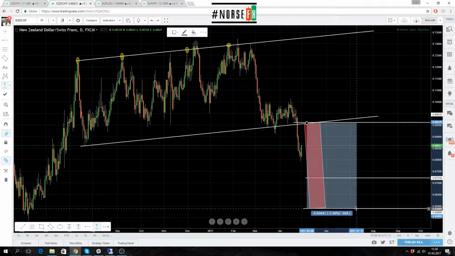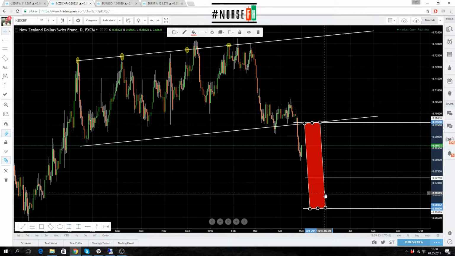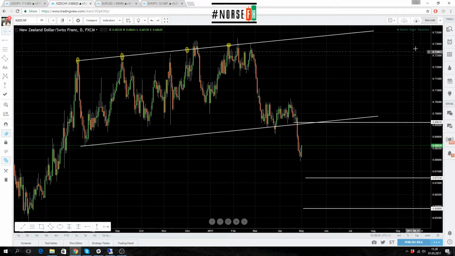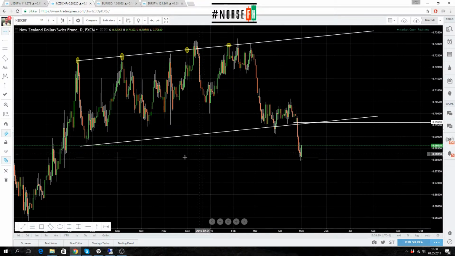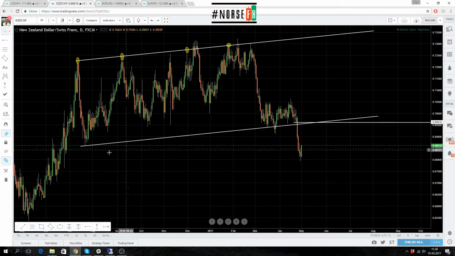Since the yearly candle is turning extremely bearish, we can see a move of 360 or 370 pips if price gets all the way to the extended target itself. So that's my trade plan for NZD Swiss.